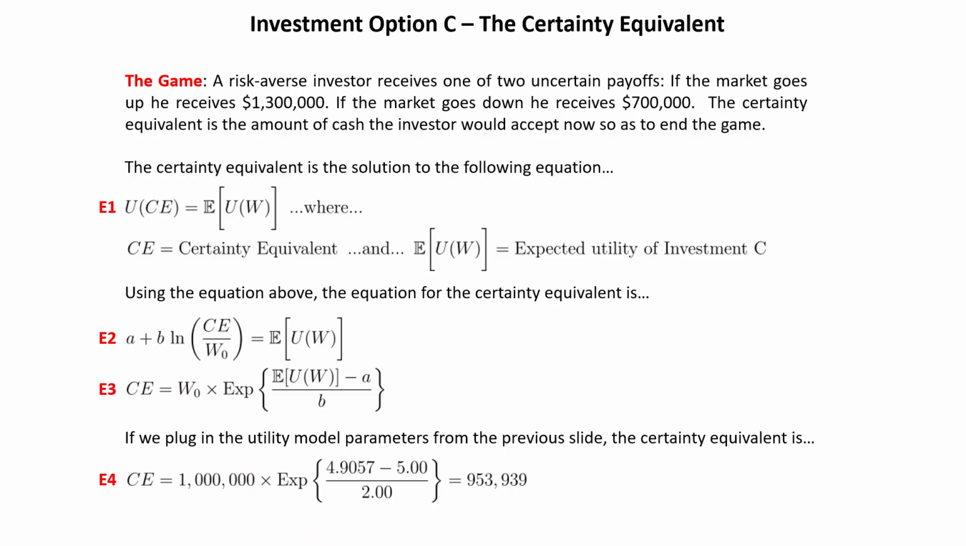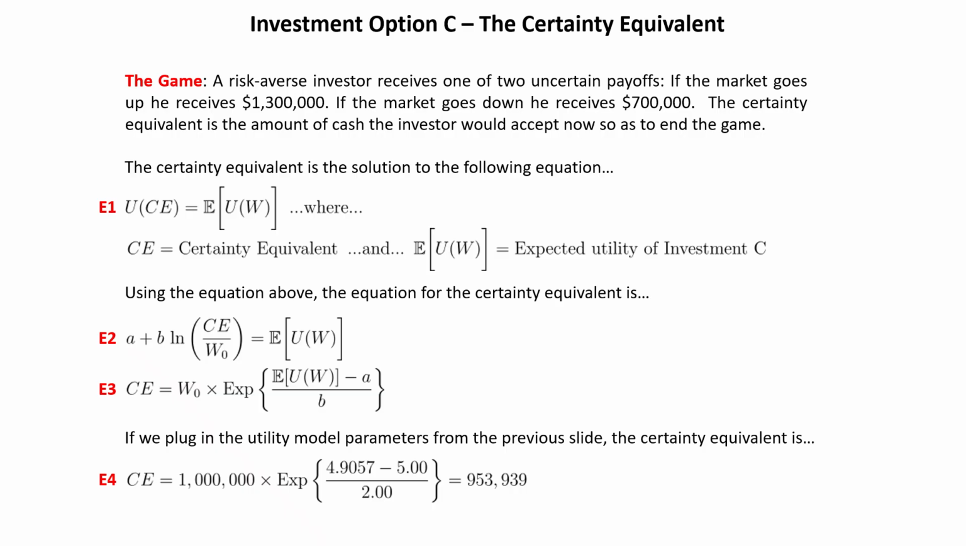We want to set the utility of receiving a certain amount equal to the utility of investment C, where I roll the dice. So E1 is that equation. We say that the utility of our certainty equivalent equals the expected utility.